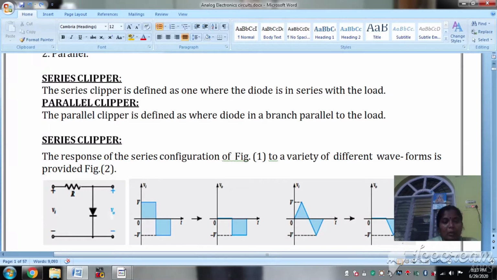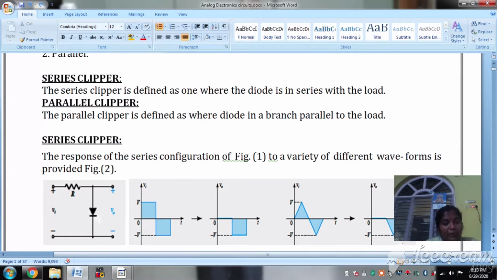Whenever the input is positive, for this diode connection, your diode will be short circuited. If it is short circuited, what is the voltage drop across the device? That is 0. So during the positive cycle the diode will conduct, and if I measure across the diode, my output voltage will be 0.